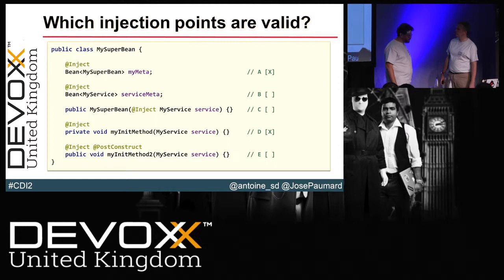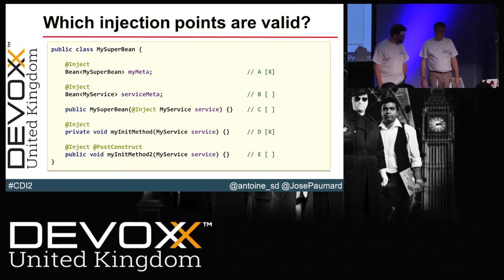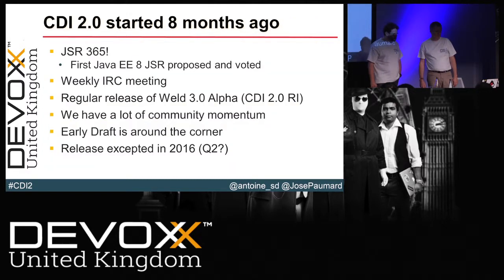Yeah, that doesn't mean anything. It's not possible. But you can inject on a private method. Yeah, that's called an initializer method, in fact. Absolutely. Okay, great. Yeah, that's your go.